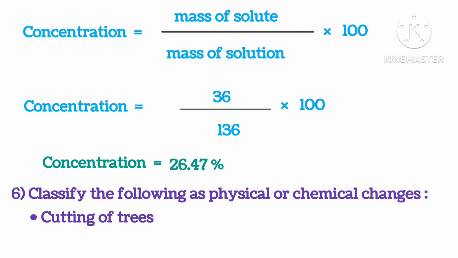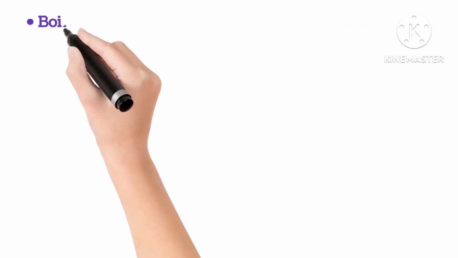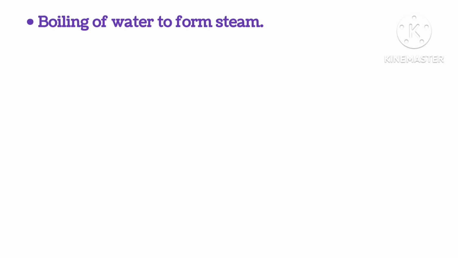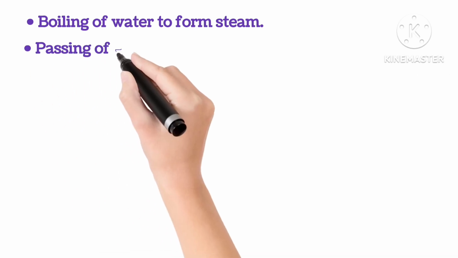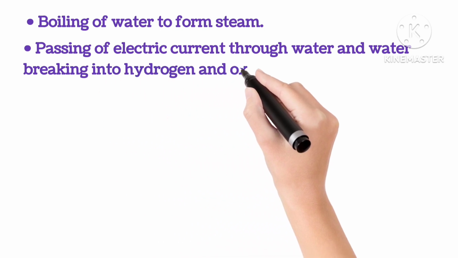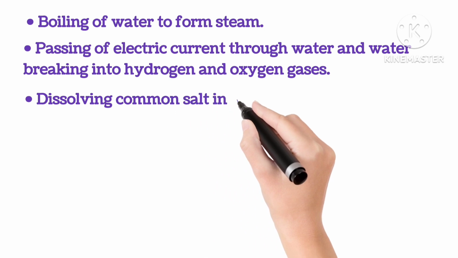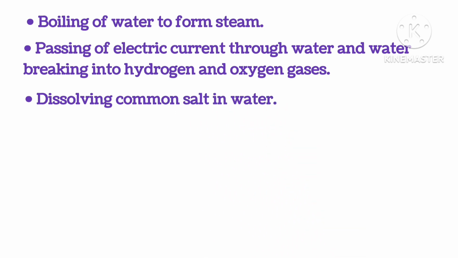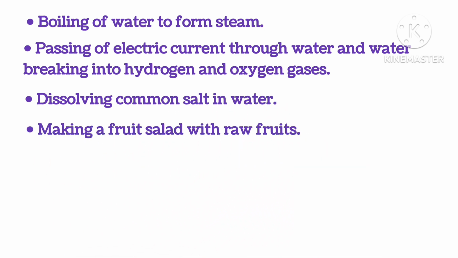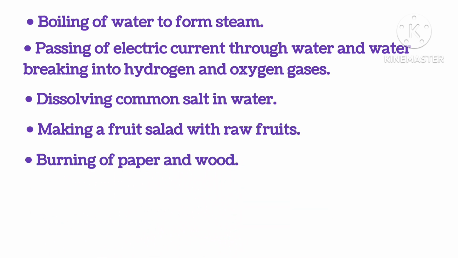Classify the following as physical or chemical changes: cutting of trees, melting of butter in a pan, rusting of almirah, boiling of water to form steam, passing of electric current through water and water breaking into hydrogen and oxygen gases, dissolving common salt in water, making a fruit salad with raw fruits, burning of paper and wood.